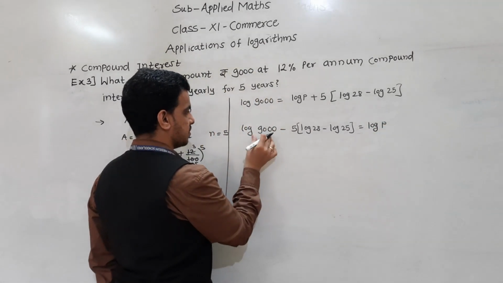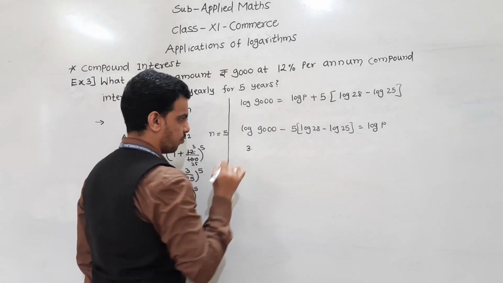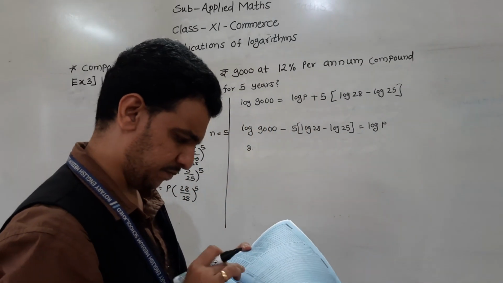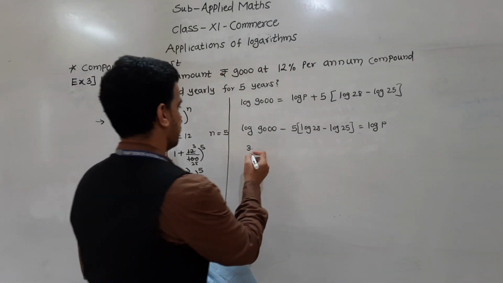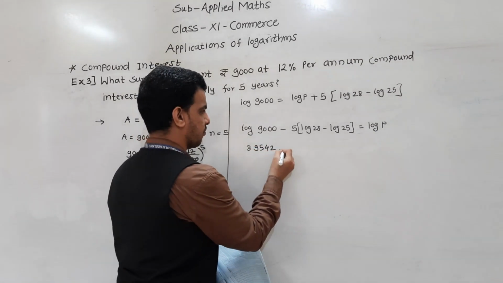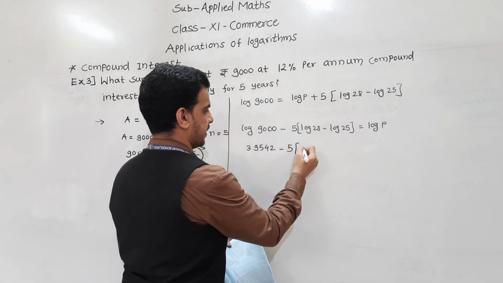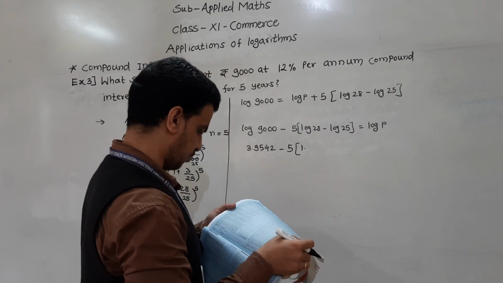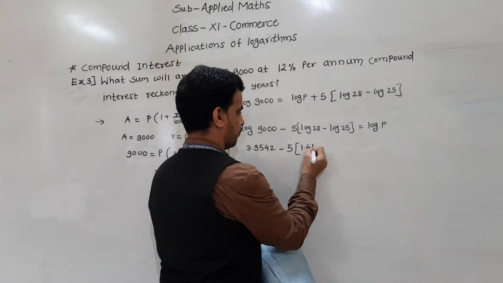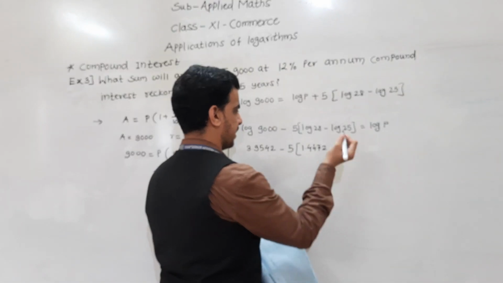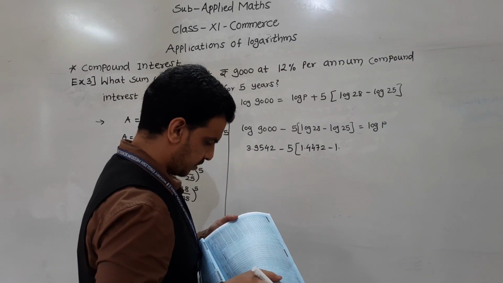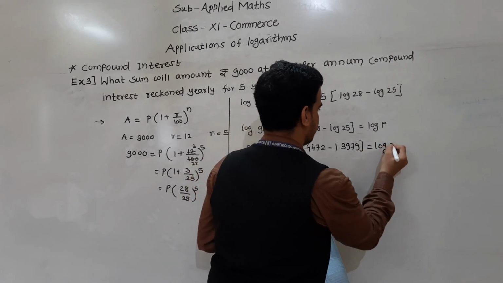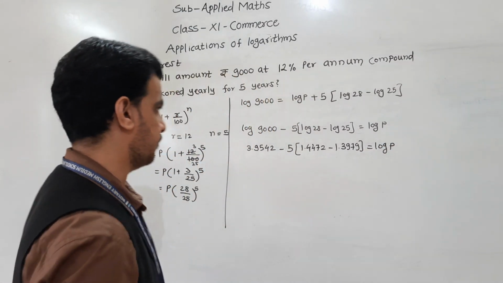So log of 9000, this characteristic is 3, so 3 point in 90th row, it is 9542 minus 5 into log of 28, characteristic is 1, so 28th row it is 4472, so 4472 minus log of 25, characteristic is 1, in 25th row it is 3979, okay, is equal to log P. Now we have to simplify this first and then we will take anti-log.